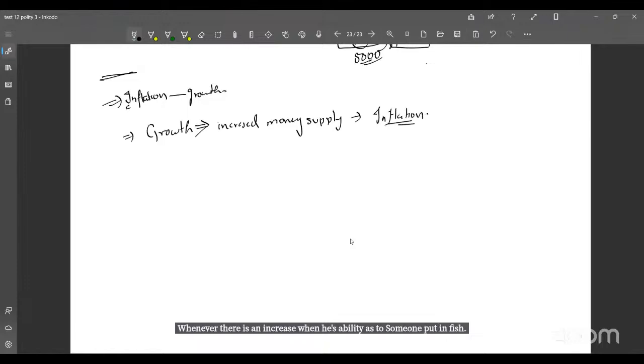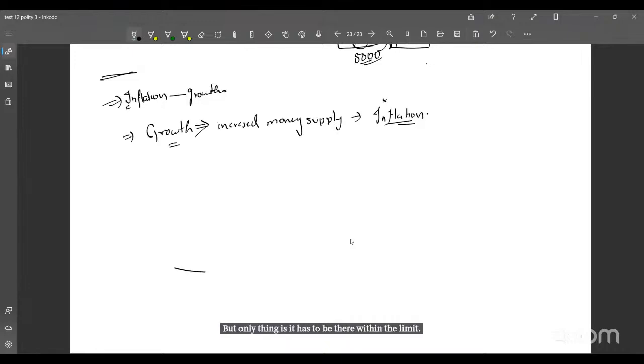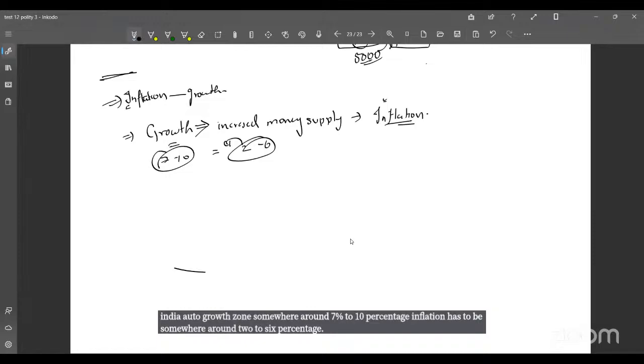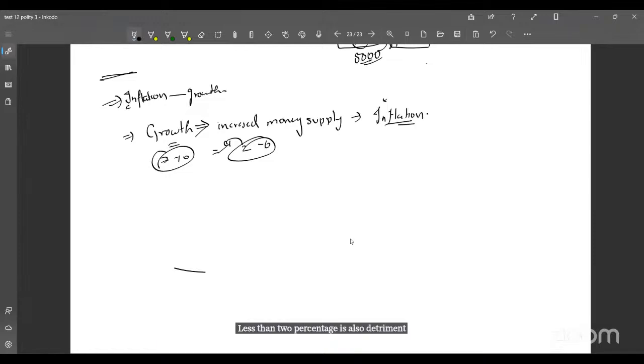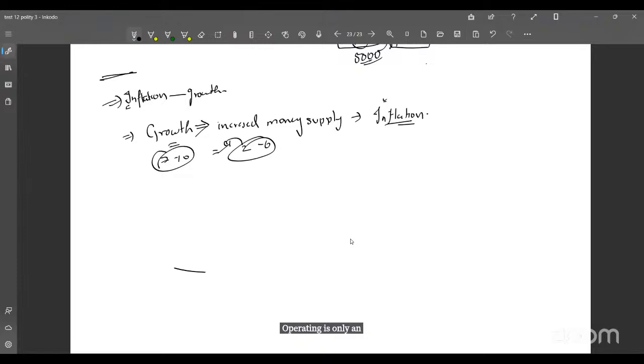Now what you have to understand is that a healthy economy will always have inflation, but it has to be within the limit. For example, if India's growth is somewhere around 7 to 10%, inflation has to be somewhere around 2 to 6%. Less than 2% is also detrimental. You have to keep this in mind. If someone says, sir, inflation has reduced a lot, deflation has happened, disinflation has happened, you also have to be very careful. Alright? Inflation should be there.